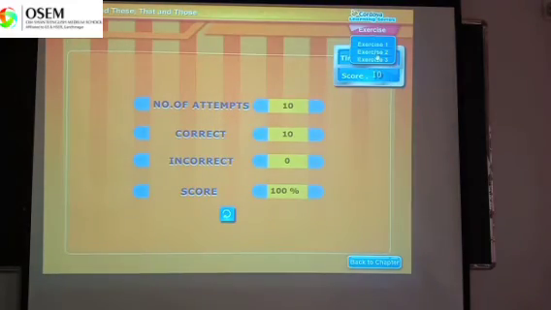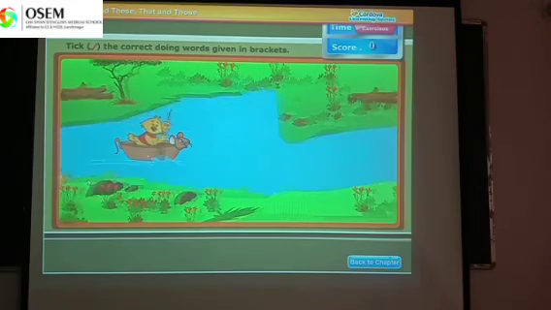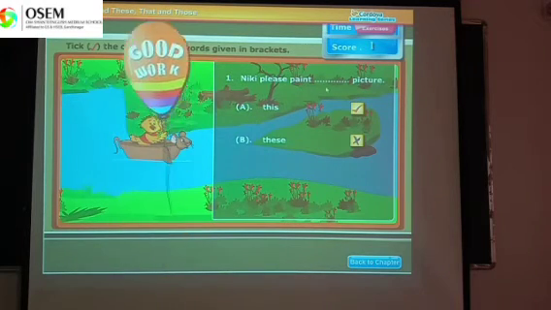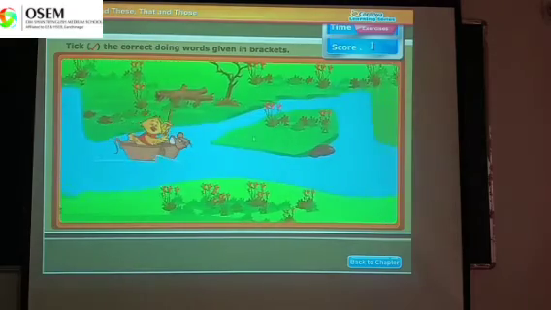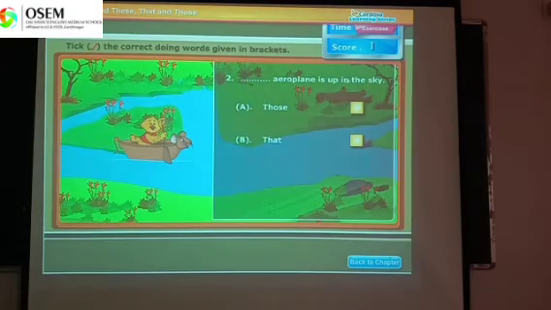Then exercise 2. Let's start. First, Nikki, please paint dash picture. So here we are talking about only one picture. So we use this. Nikki, please paint this picture. Second, dash aeroplane is up in the sky. So the aeroplane is far from us. So we use that.